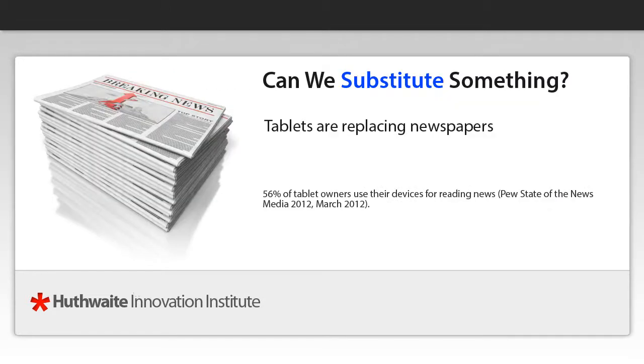If you can't eliminate or reduce something, try substituting something new. Let's take the example of the morning paper. Digital publishing is replacing print publishing.